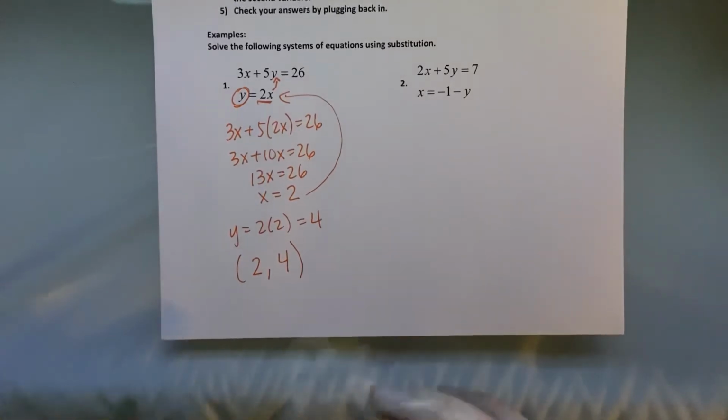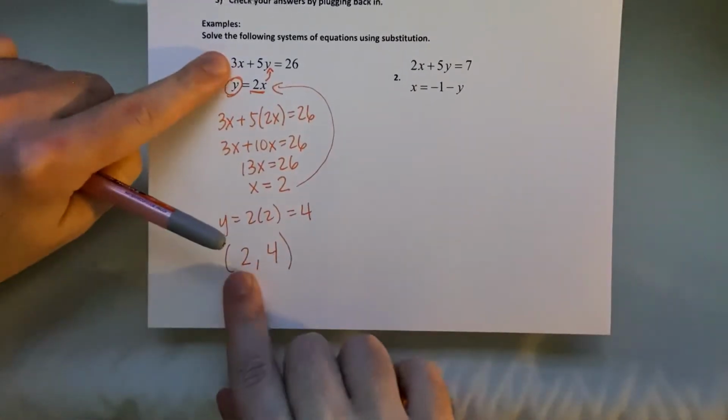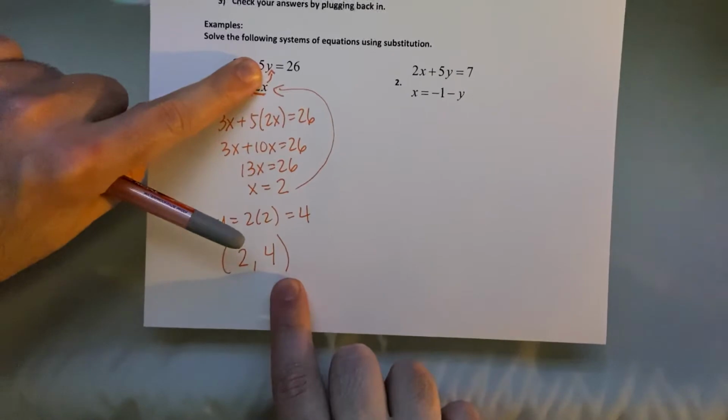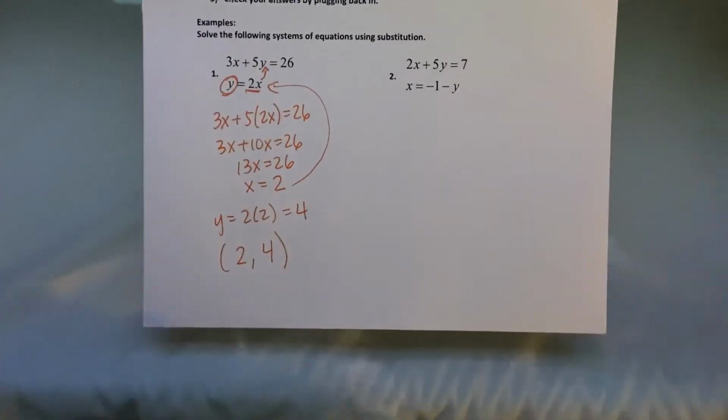You can always check your answers by plugging back in. 3 times 2 is 6, 5 times 4 is 20. Is 6 plus 20, 26? Yes, so it does work for our other equation as well.